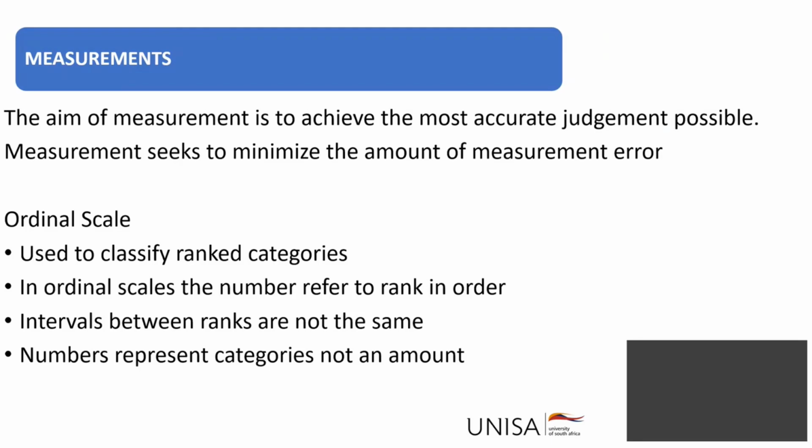Ordinal scale, for example, is used to classify rank categories, because when you look at the questionnaire, you have categories which you are going to rank. If you listen to the earlier discussion on the erroneous examples that was mentioned, there are categories that can be ranked, where you say this will be the first part or the second part, and so forth. So in ordinal scales, the numbers refer to rank in order.